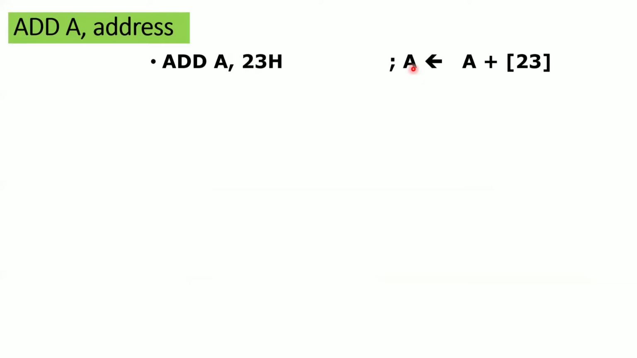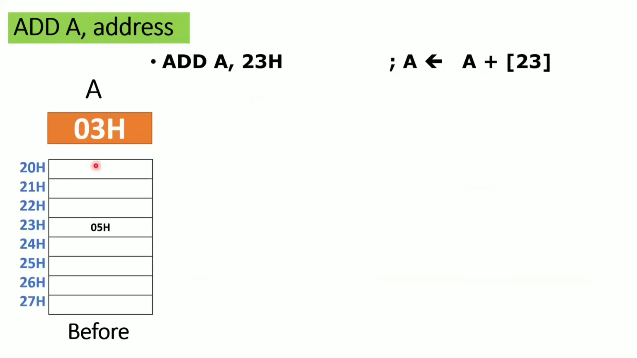Now what will happen? A is equal to A plus the contents of this 23. What is this 23h? It is nothing but your address. So in this address I have one value, and I take that value, perform the addition, and store the result in A. Okay, this is the instruction meaning.